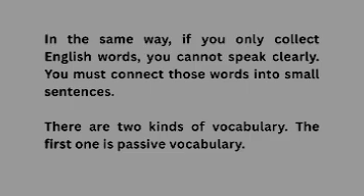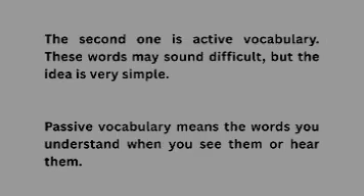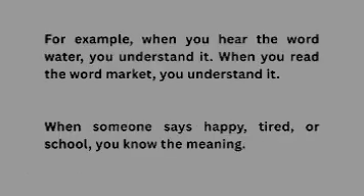There are two kinds of vocabulary. The first one is passive vocabulary. The second one is active vocabulary. These words may sound difficult, but the idea is very simple. Passive vocabulary means the words you understand when you see them or hear them. For example, when you hear the word water, you understand it. When you read the word market, you understand it. When someone says happy, tired, or school, you know the meaning.